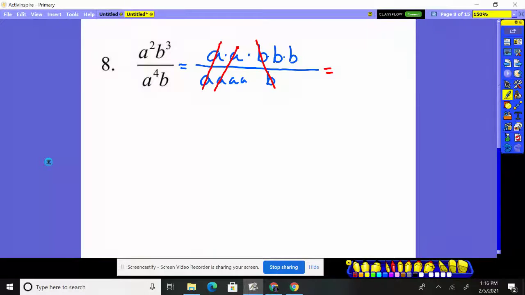Well, what are we left with? Just clean it up. Up top, you're left with b squared. In the bottom, you're left with a squared. So there's our answer.